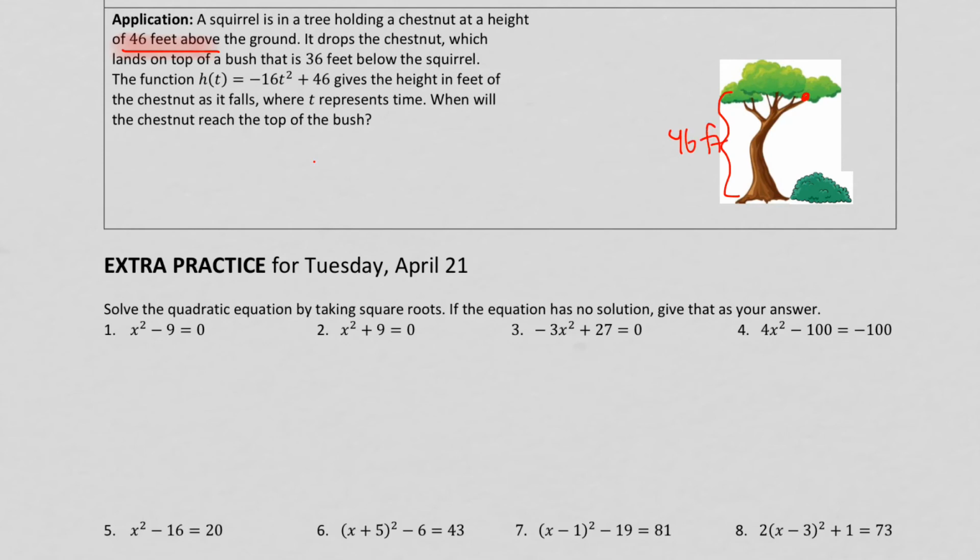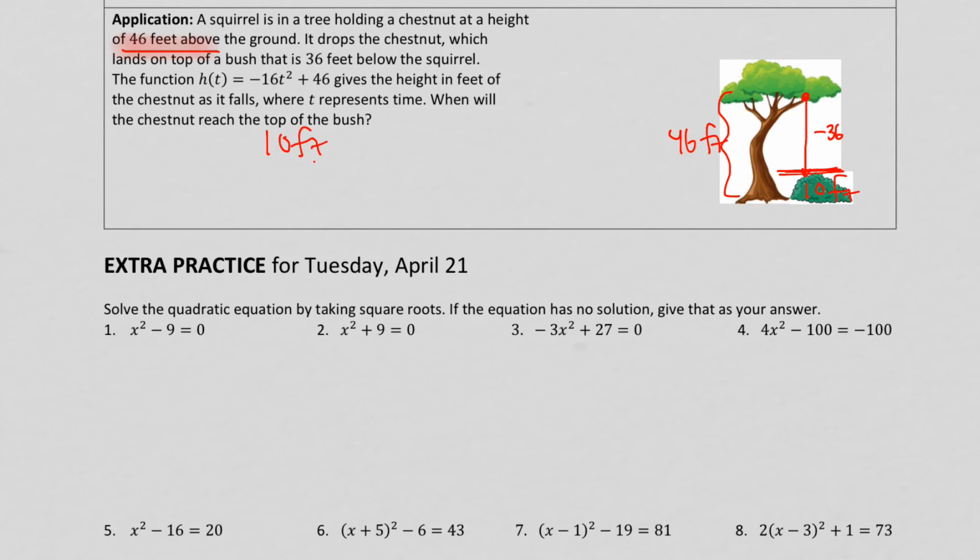And then it says it drops the chestnut, which lands on the top of the bush that is 36 feet below the squirrel. So if this chestnut falls 36 feet from where the squirrel is at, then basically this bush is 10 feet high, which is a pretty high bush. So this is at 10 feet. And then it says, here's the function that represents the situation. When will the chestnut reach the top of the bush? So notice how the top of the bush is 10 feet above the ground.